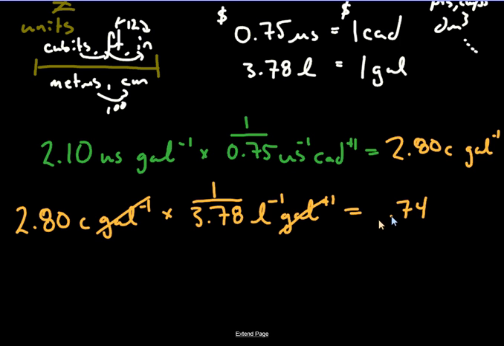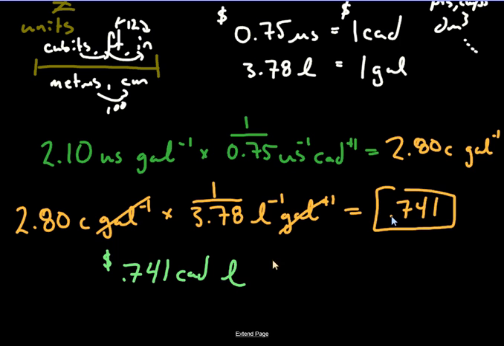0.74, actually 0.741. So what we're saying here is, if I drive down to Minneapolis right now, in Canadian dollars, I'm spending 74 cents Canadian per liter, right? So Canadian per liter. There's our units that are left over, Canadian per liter. Compared to here, where it's about 98 cents Canadian per liter.